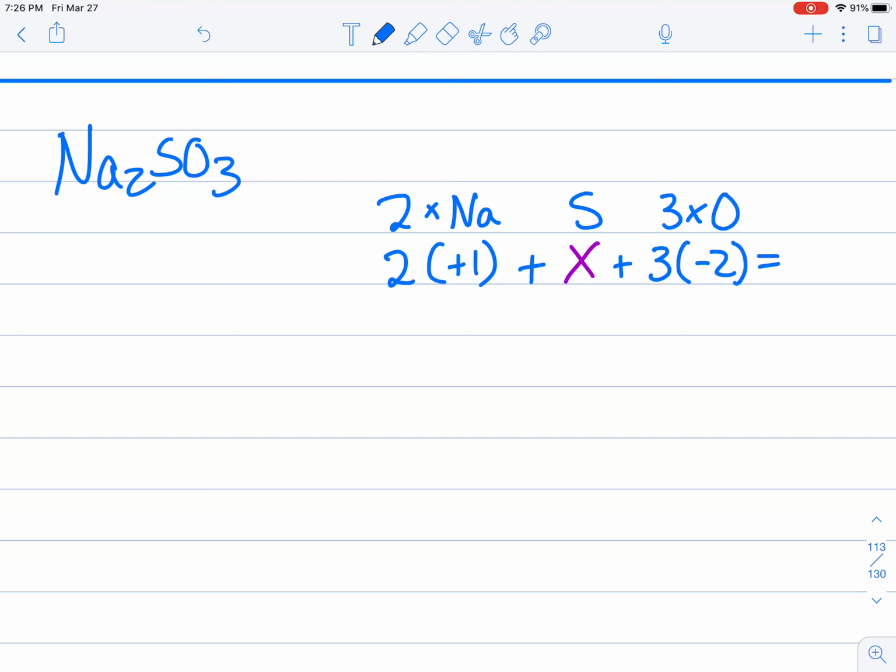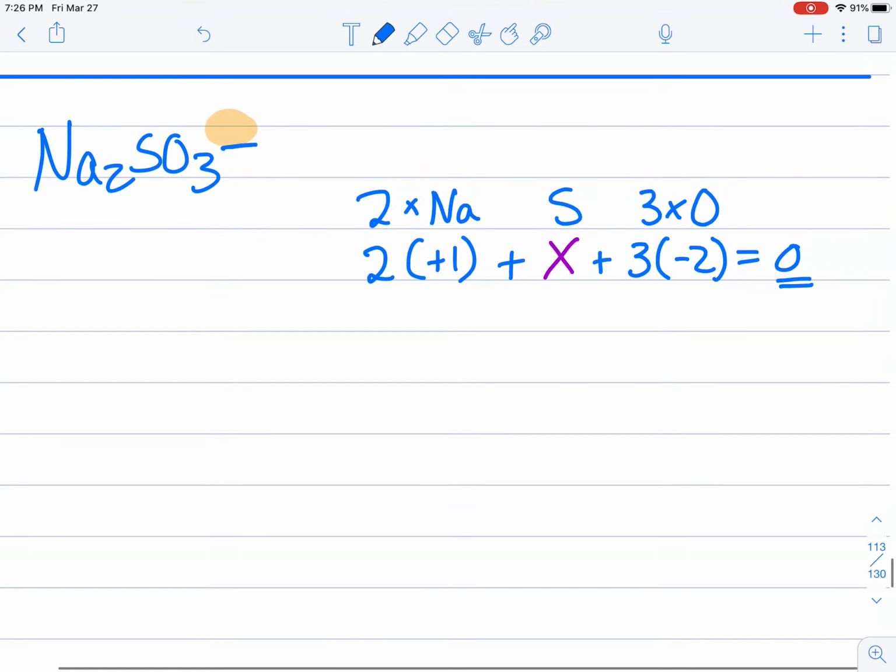All right, then when we try to figure out what it's equal to, we look right over here. Since there is no charge listed, we're going to assume that charge to be a 0. So one more time, if there is nothing over here, then we assume that it equals 0.